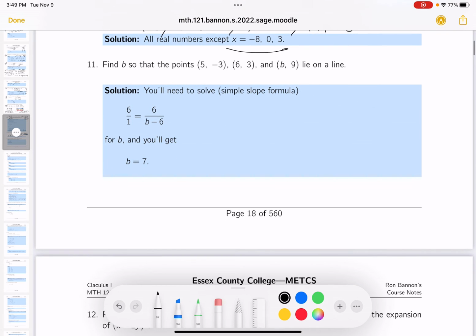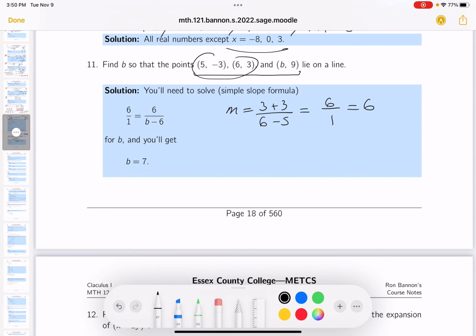All right, they say find b, so that point, that point, that point, and that point are on the line. If they're on the line, they have the same slope. The slope is an invariant if it's on the line. So let's write this down. Let's put the slope formula down. So what's m going to be? Well, I'm going to take the first 2 points, and what do you get over there? Well, 3 minus a minus 3, which is plus 3. That's a change in y. And then it would be 6 minus 5. And what does that give me? That gives me 6 over 1. So the slope is 6.